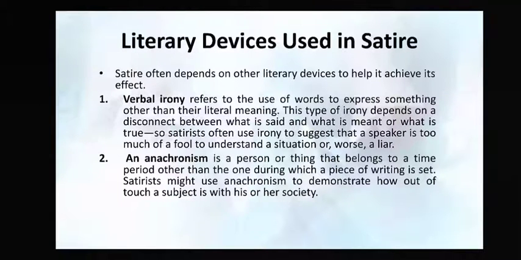The word that we are using may not literally mean the same, but would in fact imply something else, would target at something else, or hint at something else that we want to say. Now, this type of irony depends on a disconnect between what is said and what is meant, or what is true. So, satirists often use irony to suggest that a speaker is too much of a fool to understand a situation, or worse, a liar.